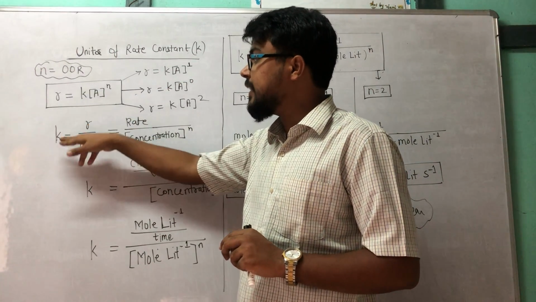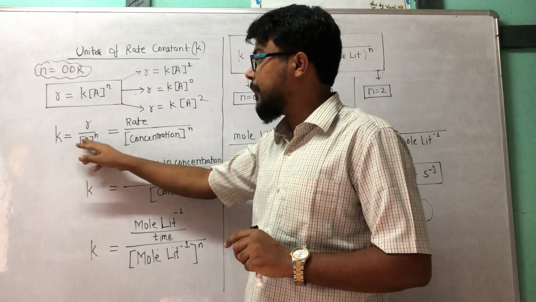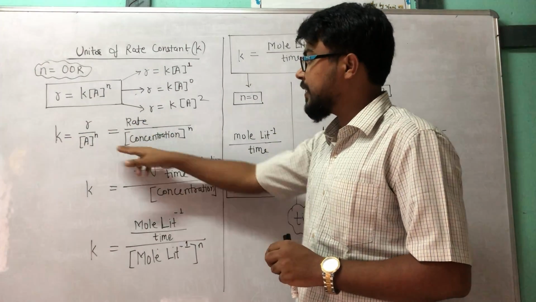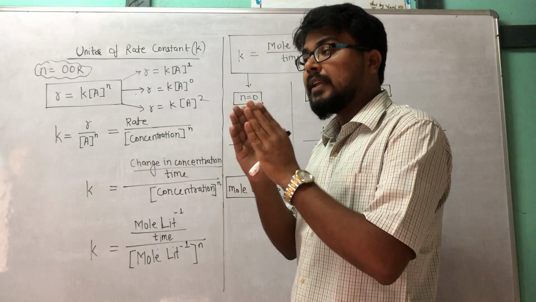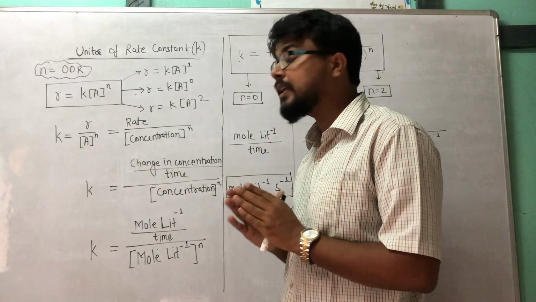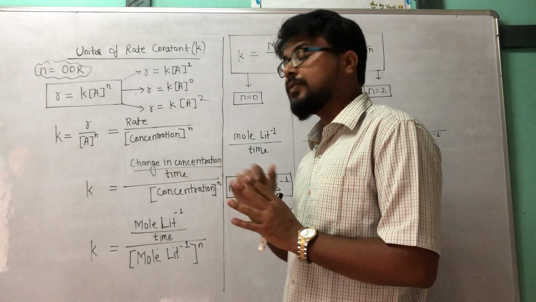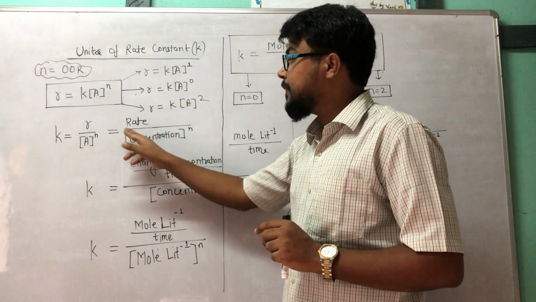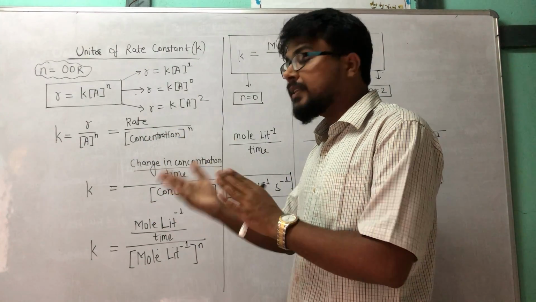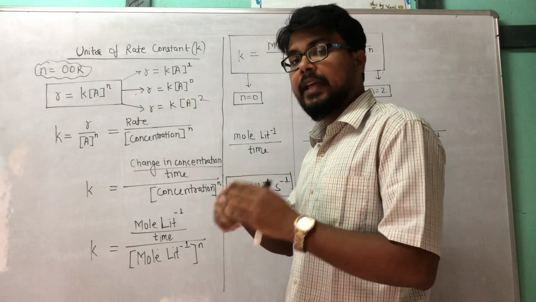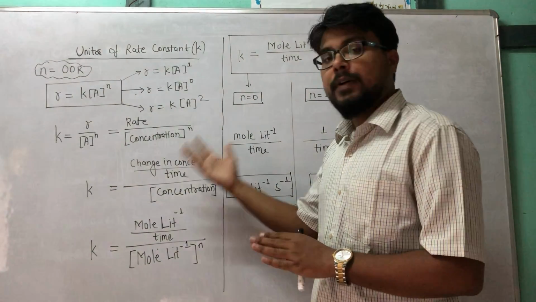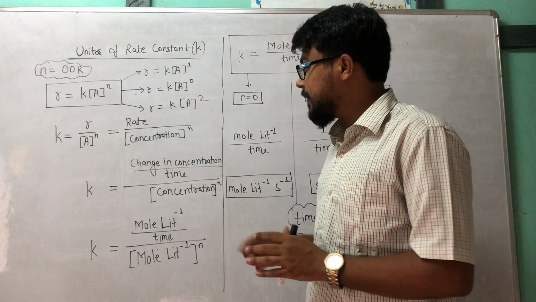So I can arrange it as k = R / [A]^n. What is R? R is rate. What is A? A in square brackets represents the molar concentration of the reactant, and if we take concentration as mole per liter, or molarity, it will be further implemented as we continue.